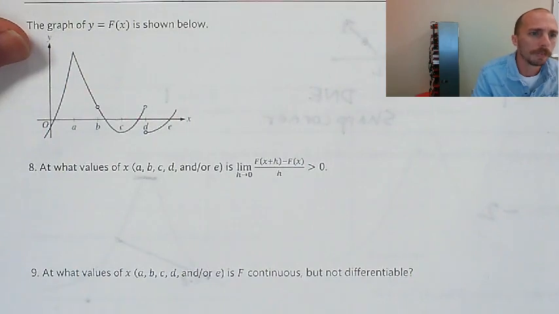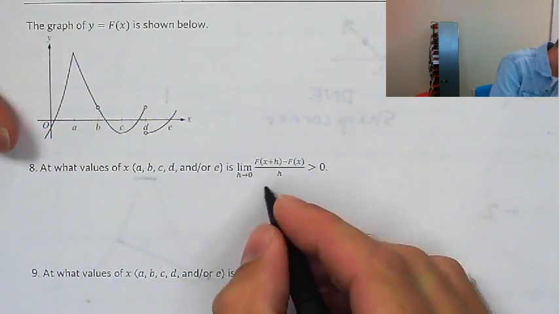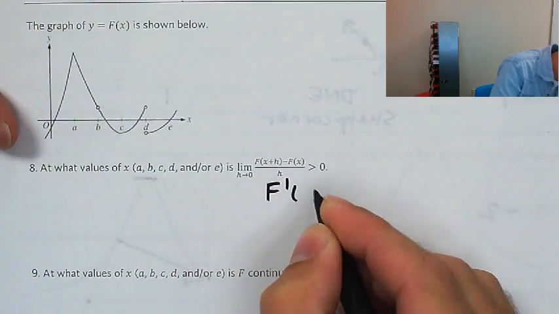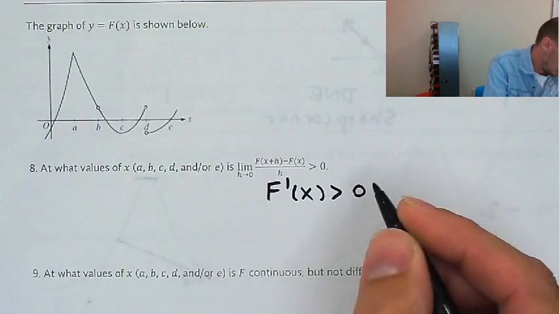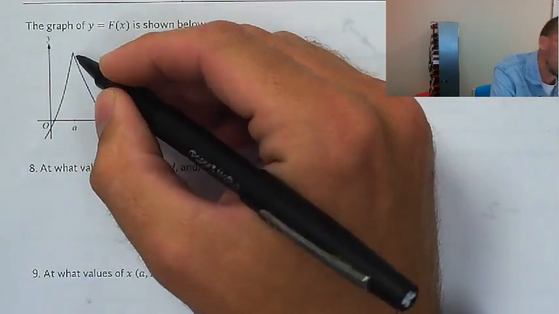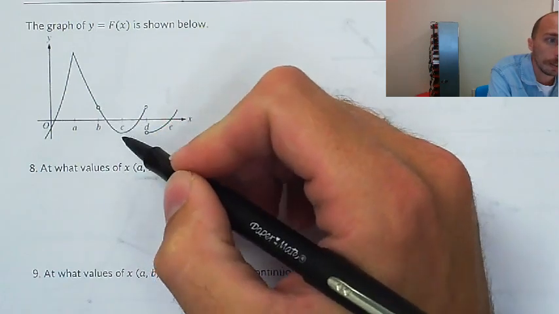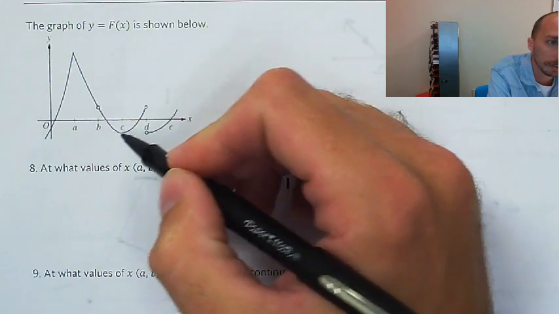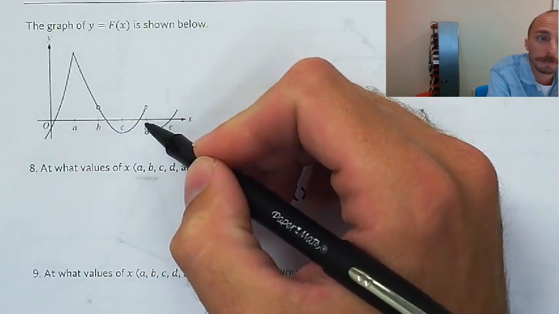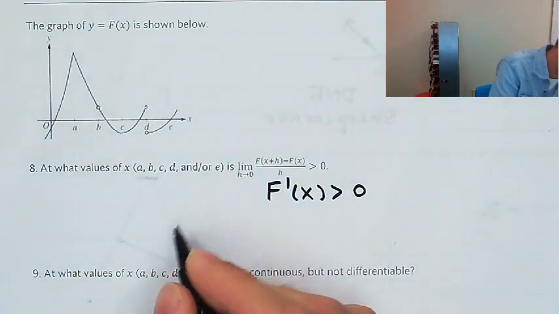Okay, at what values of x is that limit of rise over run as run goes towards 0 greater than 0? Okay, so I'm going to translate this to something we're more familiar with. Where is the slope positive? Okay, well, the slope at A is going to be undefined because of the sharp corner. Slope at B is going to be undefined because of the discontinuity. Slope at C is going to be 0, because we're right here at the bottom, flat tangent. Slope at D is going to be undefined as well because of the discontinuity, so I'm left with just E.